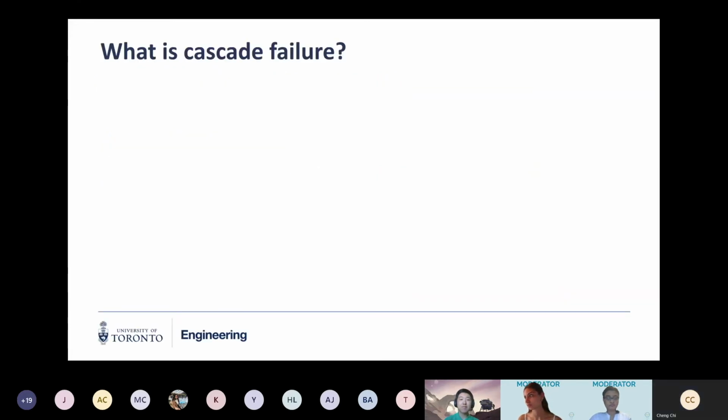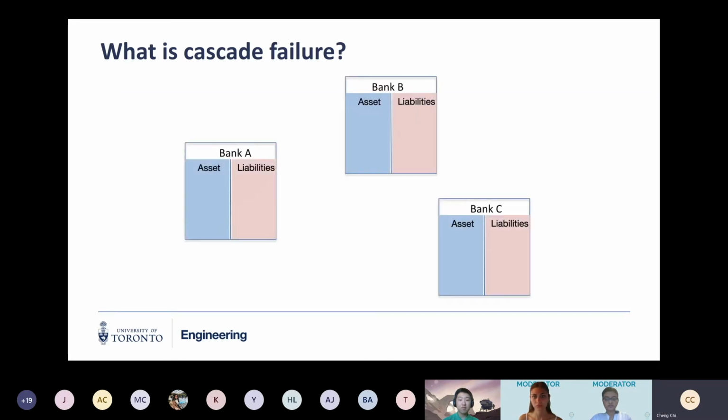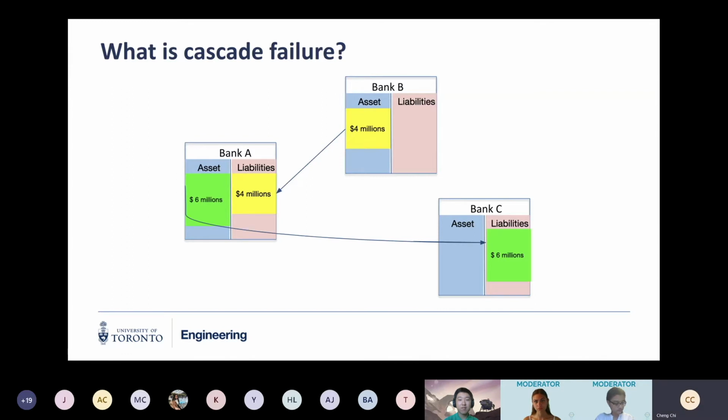First, why should we care about cascade failure in the banking network? I will illustrate it using a really simple network that has only 3 banks, Bank A, B, and C. We'll look at their balance sheets. Let's assume that Bank B is lending $4 million to Bank A. So this loan would be an asset for Bank B and a liability for Bank A. In the same sense, Bank A is lending $6 million to Bank C. And one day, this $6 million loan comes to maturity, and Bank C has to pay this money back to Bank A right now.